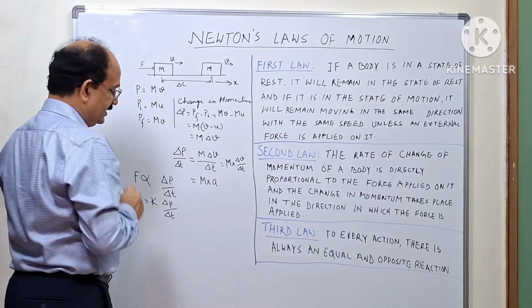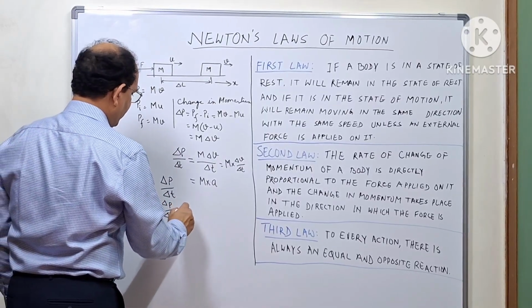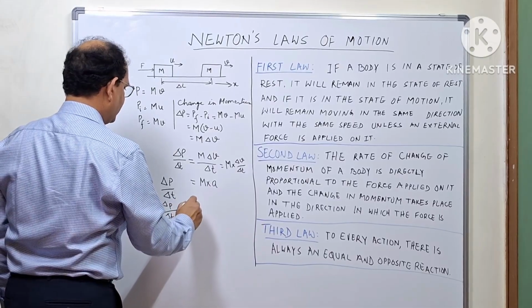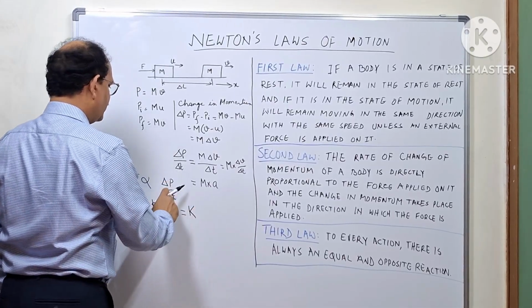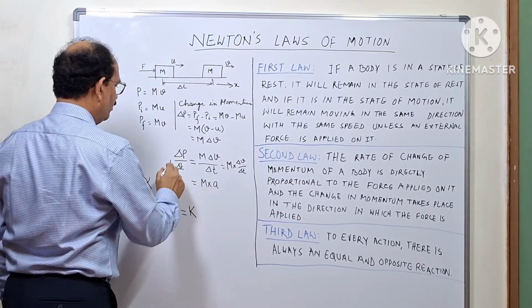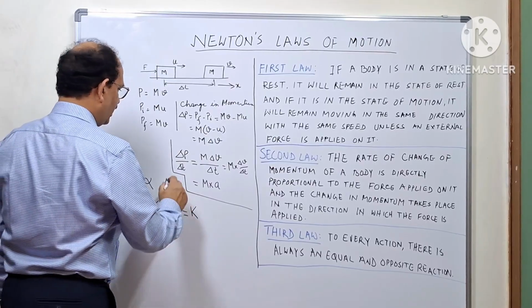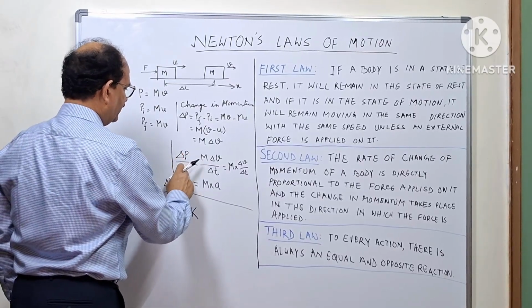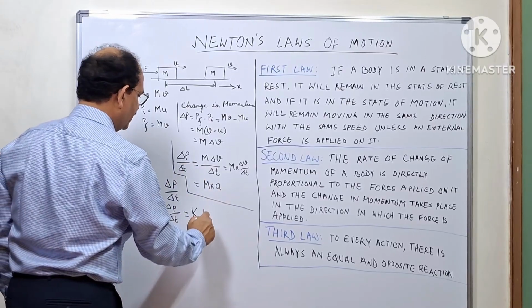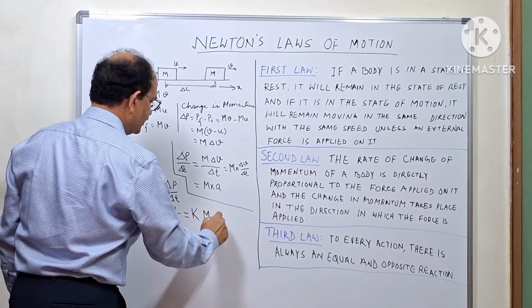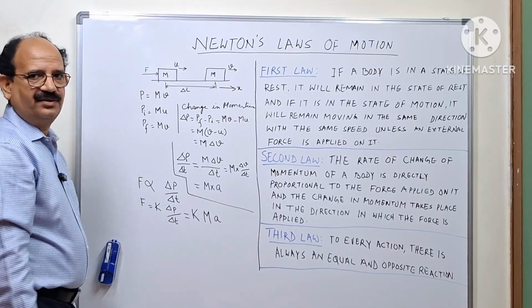where K is a constant. Because the rate of change of momentum is equal to mass into acceleration, I can write this as mass into acceleration.